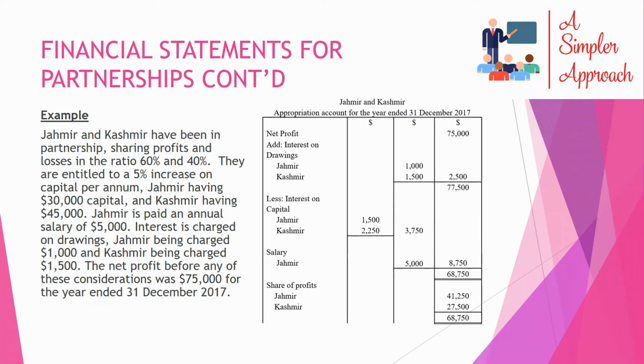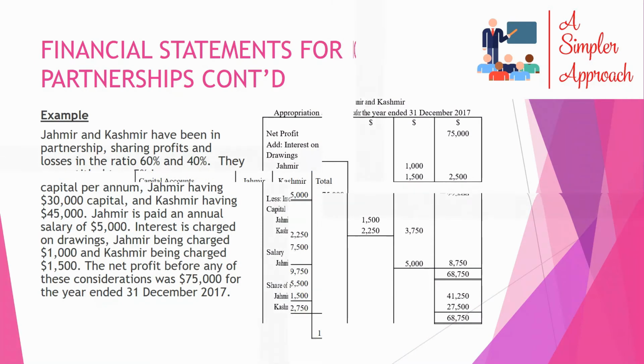When that is done, we'll get a balance of 68,750. That represents the final profit. And that is the profit that will be shared between the two. Jamir gets 60% and Kashmir gets 40%. That's it. That is the appropriation account, the basic concept of the appropriation account. Simple, wasn't it?